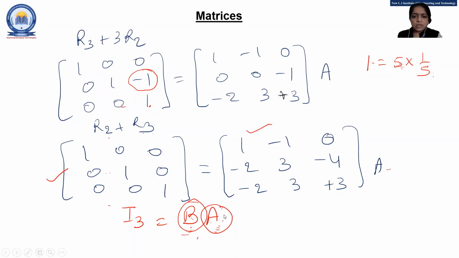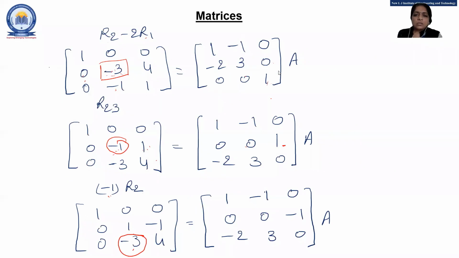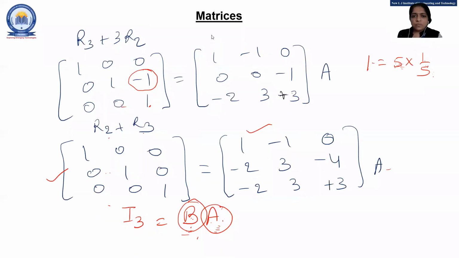Okay, students? Any doubt, students, about the inverse of the matrix by Gauss-Jordan method? Okay. So this is a really important method, Gauss-Jordan. You can solve a system of linear equations, and you can find the inverse as well, right?